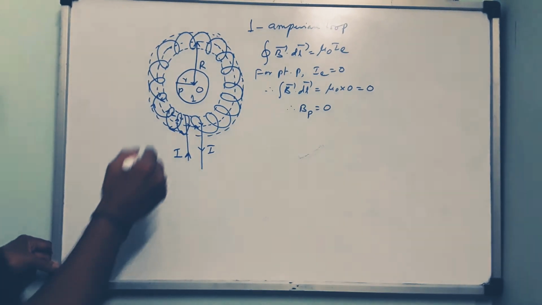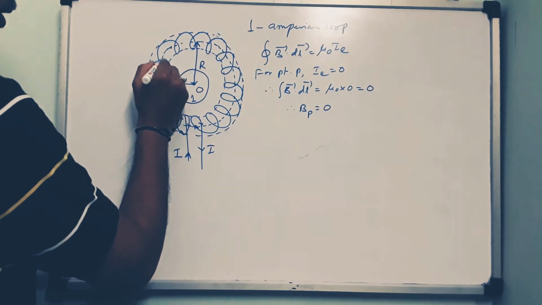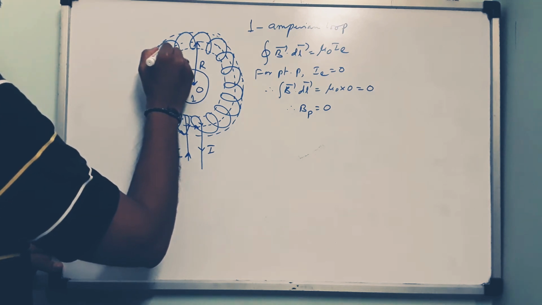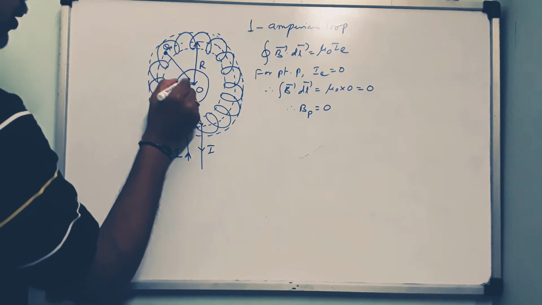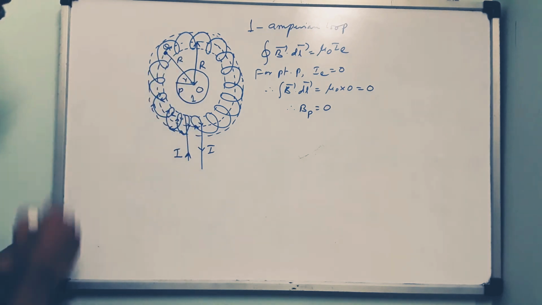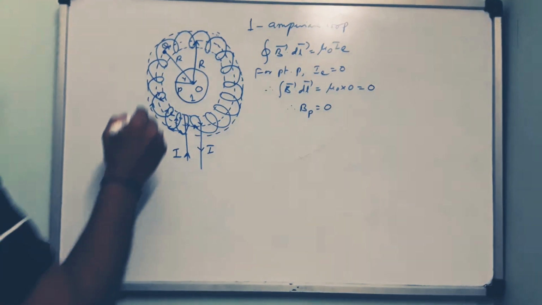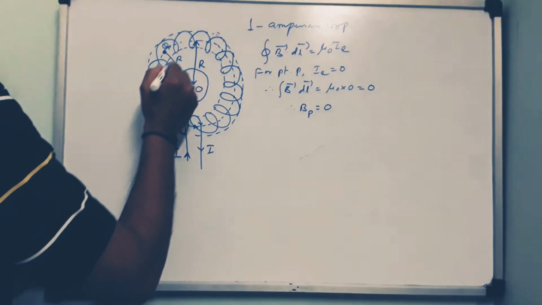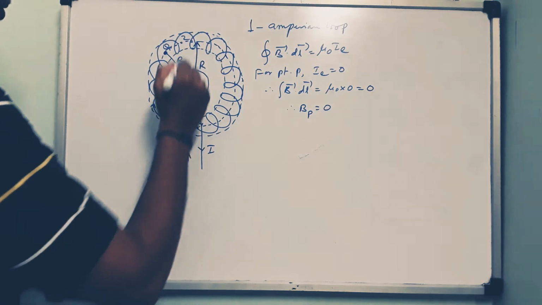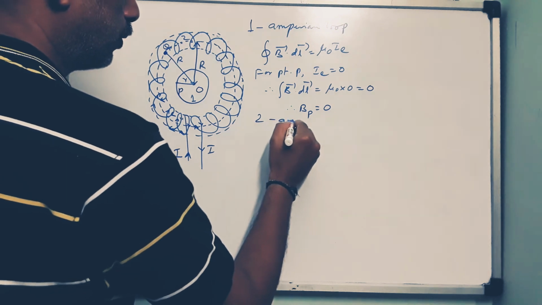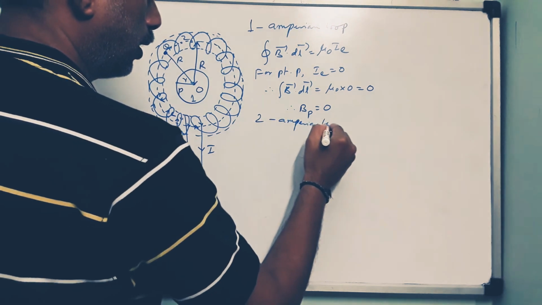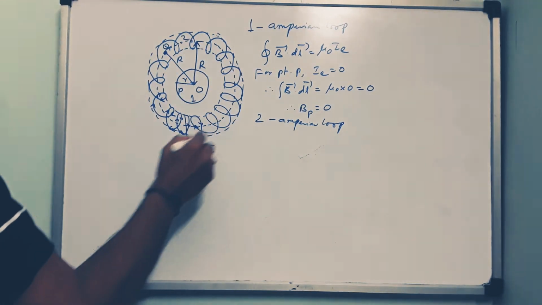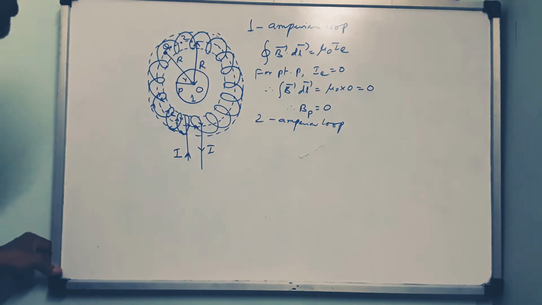Okay, right. Now we consider another point here, which we call Q, where Q is located at a distance capital R. Now the dotted line which we have drawn as the axis, that itself will become the Amperian loop. So let me name it as 2. So 2 is also an Amperian loop. Now this will enclose a current I.